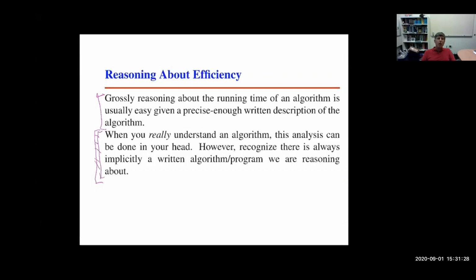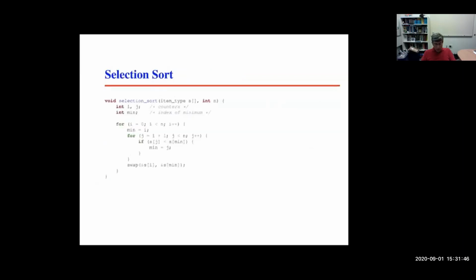Whenever I tell you quicksort is n log n, what am I doing? In my head, I am seeing a piece of code that is a quicksort, and I am doing some reasoning about that. So what I'd like to do is get us a little practice looking at code and trying to reason about it.